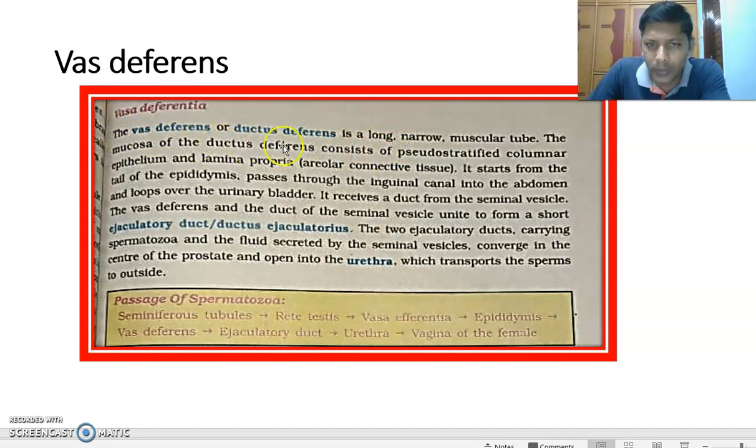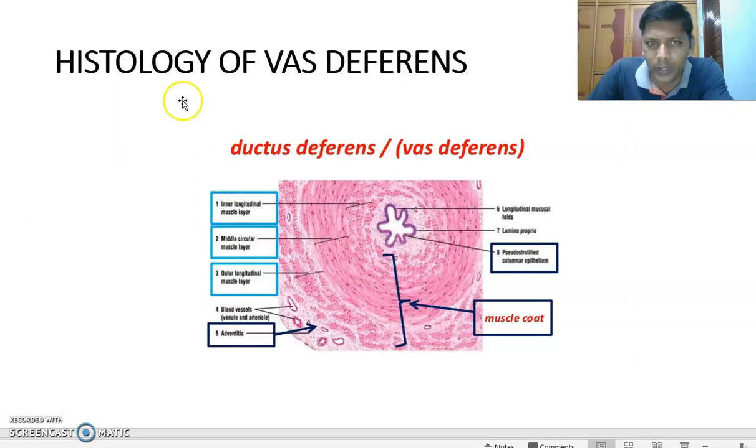The mucosa of the ductus deferens. What is mucosa? Earlier you learnt in the histology of the alimentary canal: there is a serosa, the outermost layer, muscularis externa below that, below that the submucosa, and the innermost mucosa. Similarly, in the vas deferens also mucosa is there. I will show you that here. This is the histology of the vas deferens.